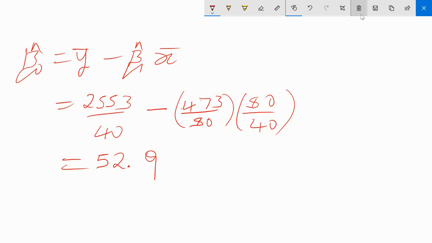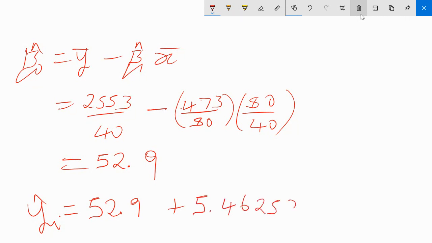So we have beta 0 and beta 1. Now we can estimate our model. Y i hat is now equal to 52.9 plus 5.4625 multiplied by xi. So this is our model. This is our fitted model. This is our estimated model. So what is the meaning of this?